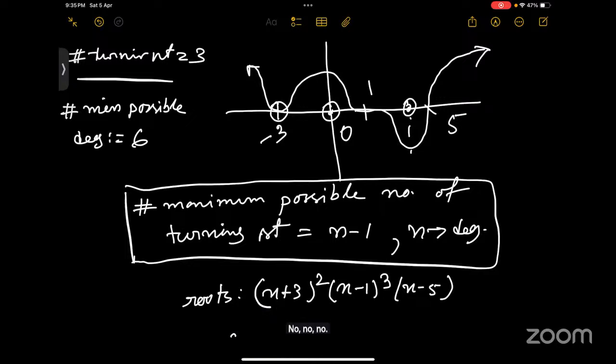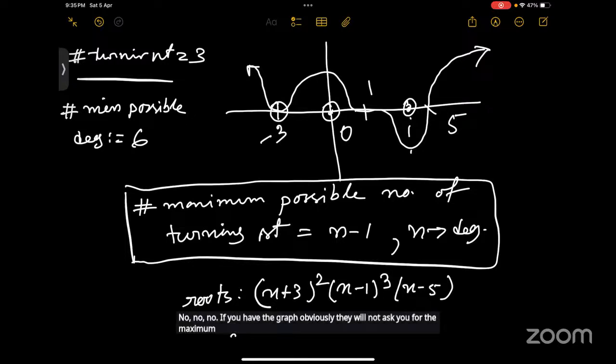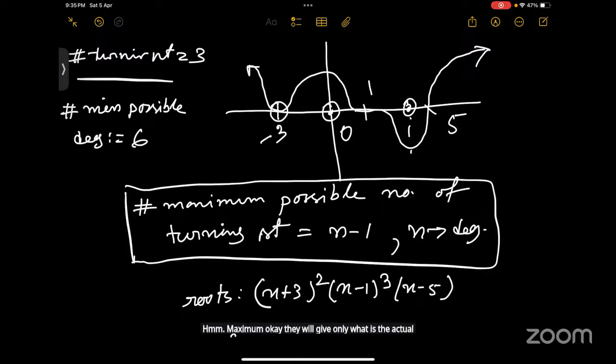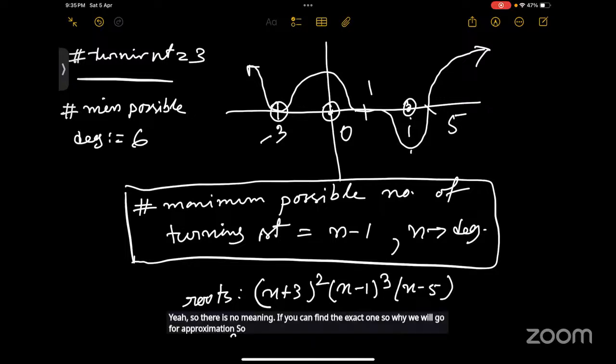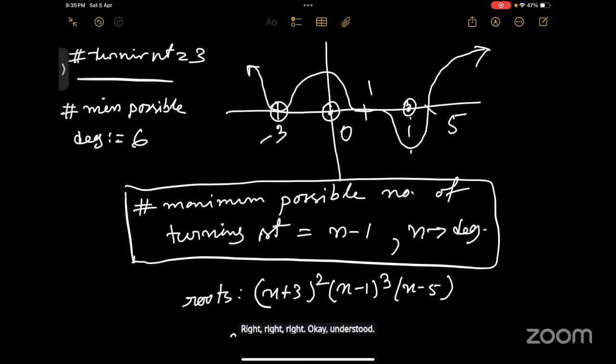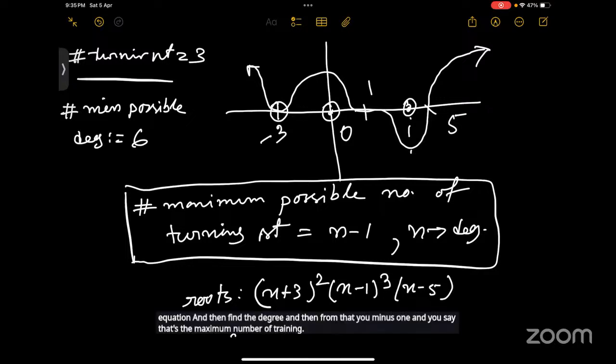If you have the graph, obviously they will not ask you for the maximum. They will give only the actual turning points. So there is no meaning: if you can find the exact one, why would they want to give an approximation? Okay, understood. But if, hypothetically, such a case is there, then we have to first form the equation, then find the degree, and then subtract 1 and say that's the maximum number of turning points. Yes. Okay, right.